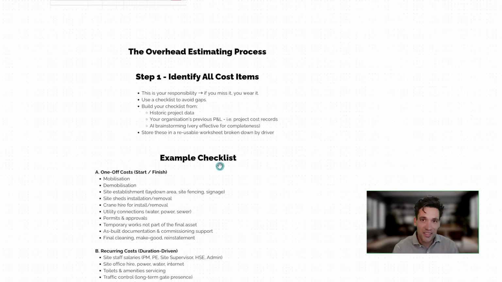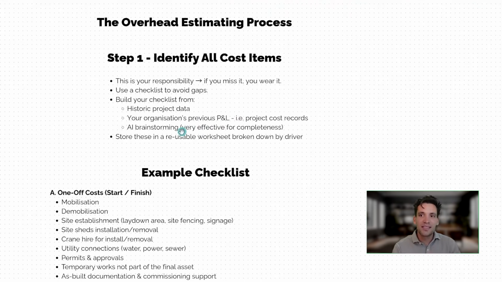I then want to give you a process to accurately do so. Very basic. We need to identify all of our indirect costs, and then we need to work out the values of them. So step one is to identify all the relevant cost items. This is going to be your responsibility. And as I've said, it's not going to be on the drawings.